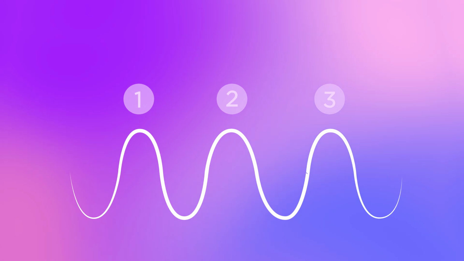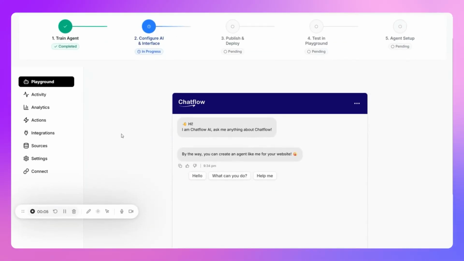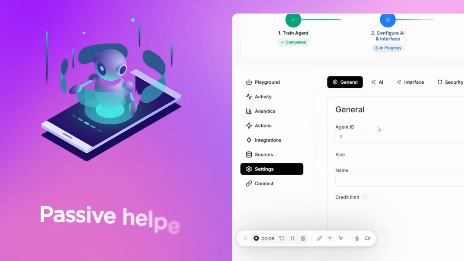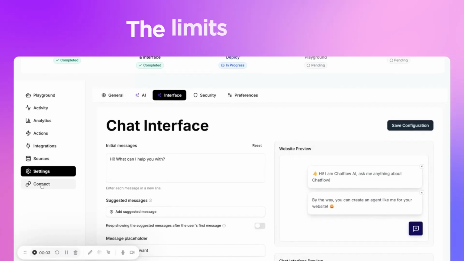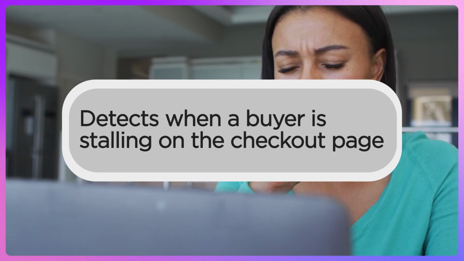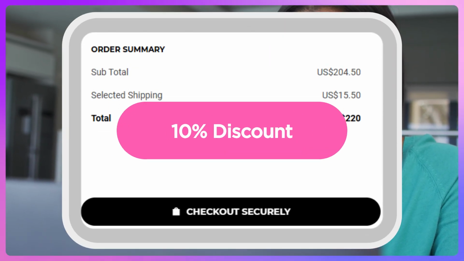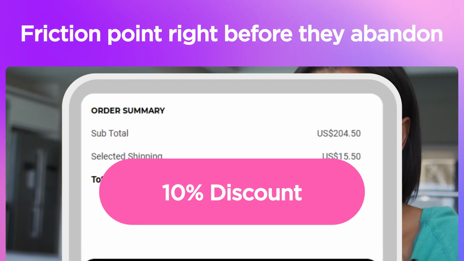Instead of draining time on manual tasks, crossing over these tipping points is where the real growth begins. Because stepping up to ChatFlow Paid unlocks the actual conversion engine. This is where the bot shifts from a passive helper to an active sales closer. Inside the premium dashboard, the limits disappear, but the real game changer is proactive triggers. Instead of waiting for a user to type a question, ChatFlow detects when a buyer is stalling on the checkout page with a high-value cart. It automatically pops up with a personalized discount or answers a friction point right before they abandon.